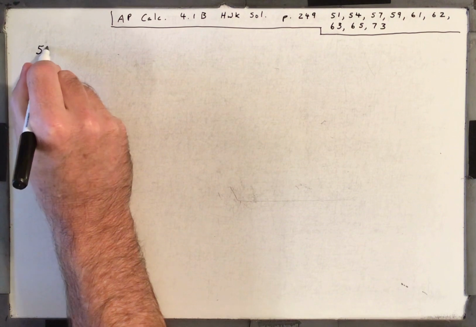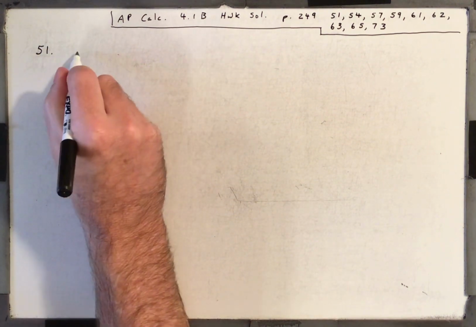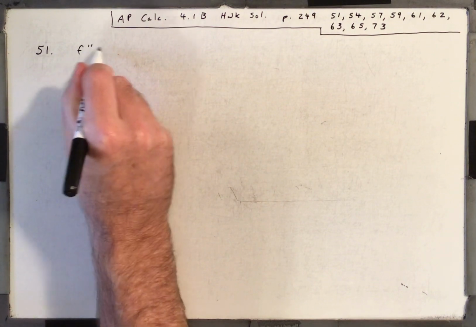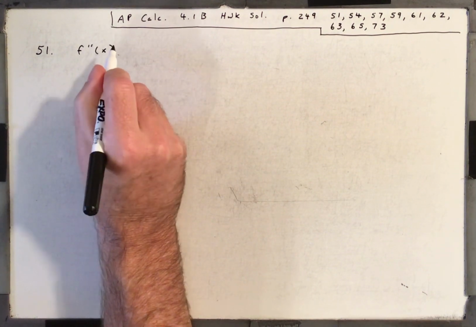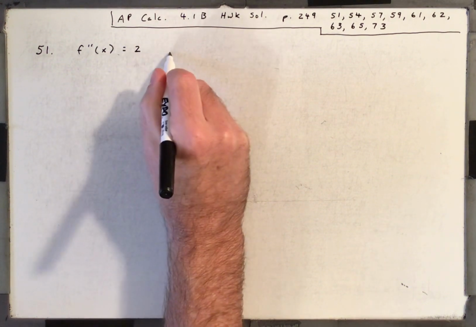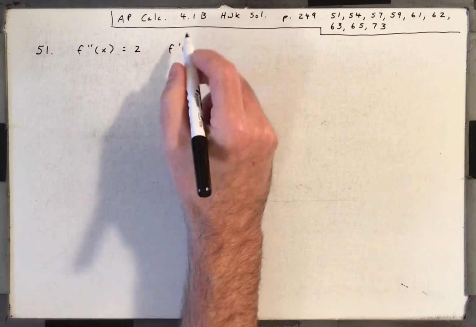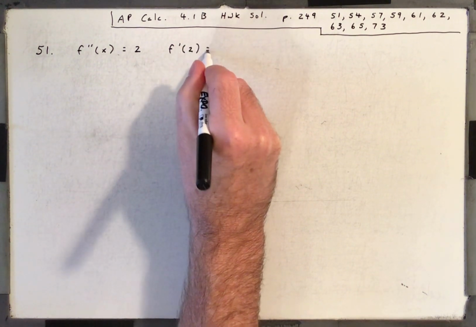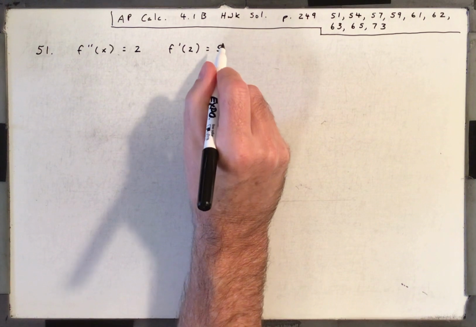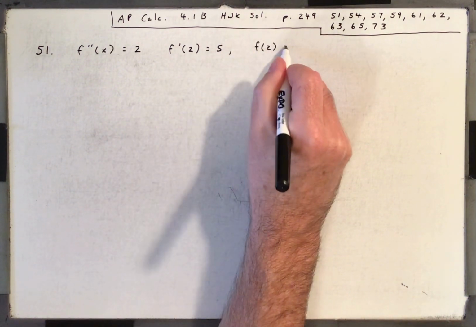The instructions are to solve the differential equation, and we're given that f double prime of x is equal to 2, f prime of 2 is equal to 5, and f of 2 is equal to 10.